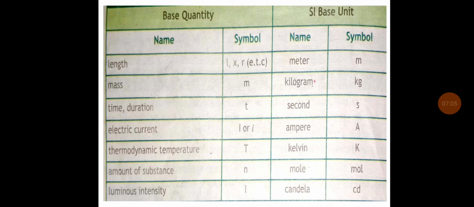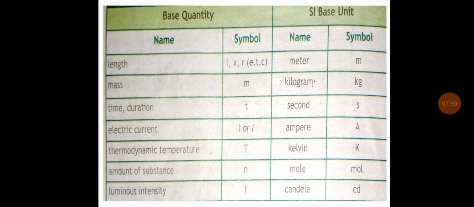Fifth is thermodynamic temperature, represented by capital T, unit is Kelvin, represented by capital K. Amount of substance, represented by small n, unit is mole, symbolized as mol. Last is luminous intensity, represented by capital I, unit is candela, represented by small cd.